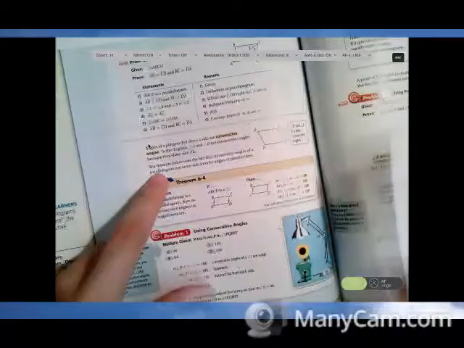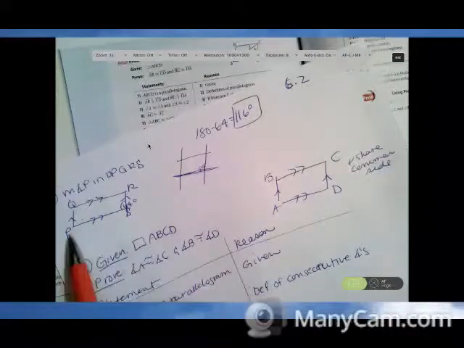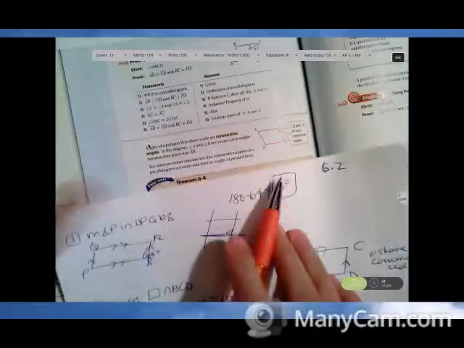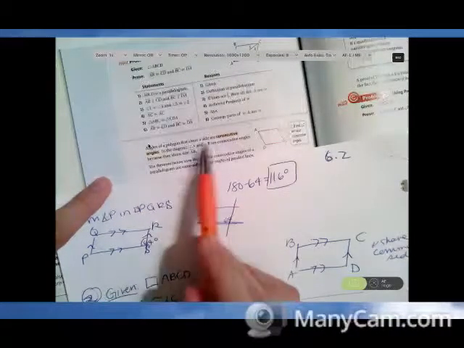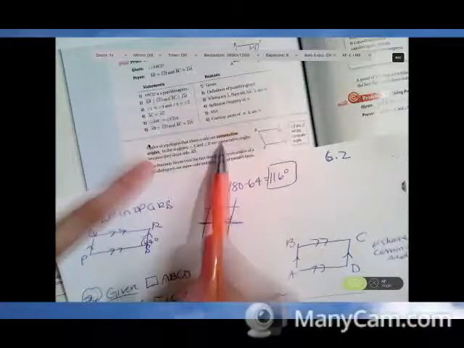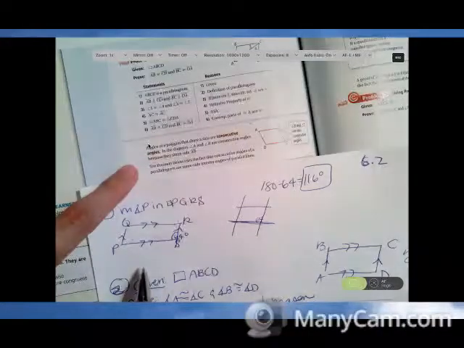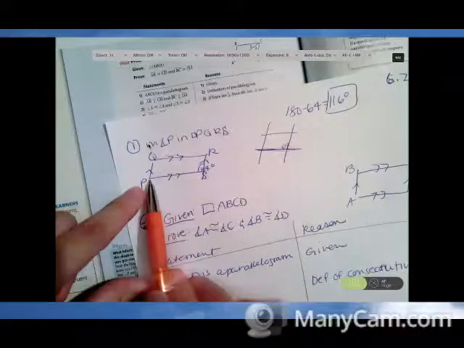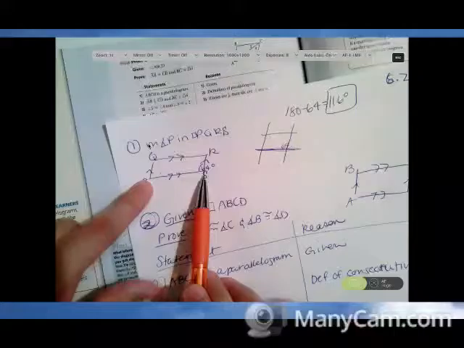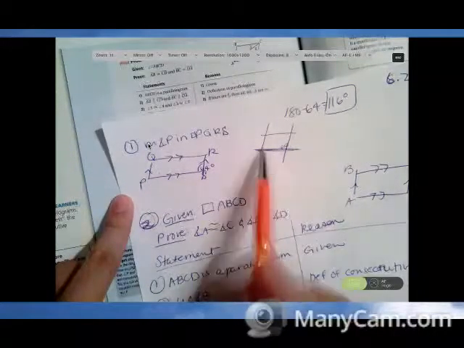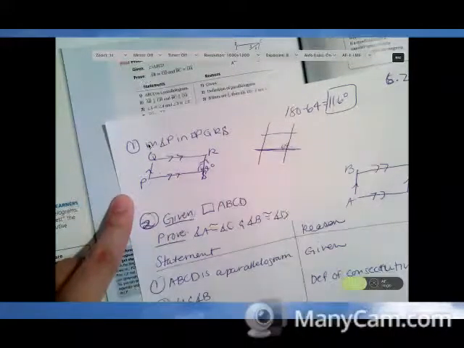Also, because P and S are next to each other and they share a side, they're consecutive angles. So P and S, they're consecutive angles, they're next to each other, and they are also same side interior if you took everything out.